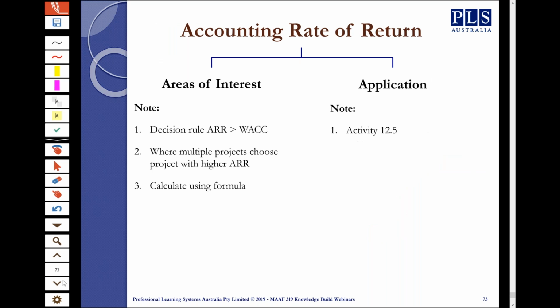And then the other one, which I doubt that you'll see, is your accounting rate of return. Basically what you're looking at here is the decision rule is where your accounting rate of return is greater than your WACC. Make sure that you just do a little bit of engagement with the idea of the formulas, which you see in activity 12.5. I think the chance of you seeing accounting rate of return is probably minimal based on the lack of interest in this area of late.